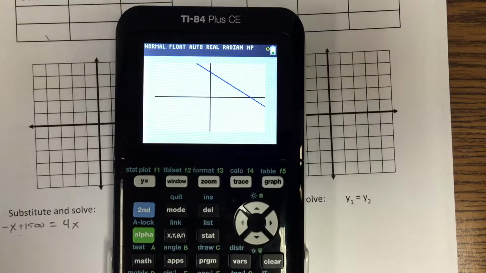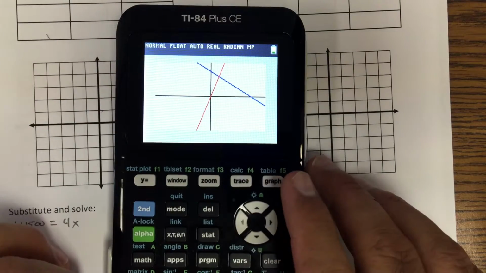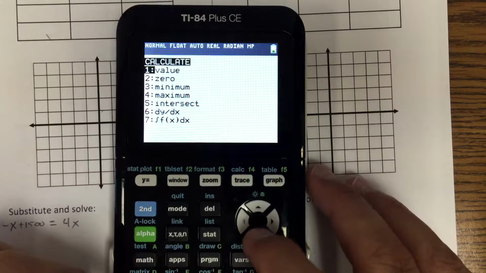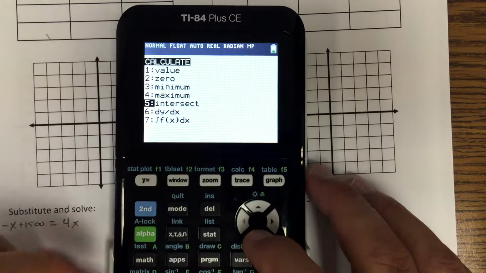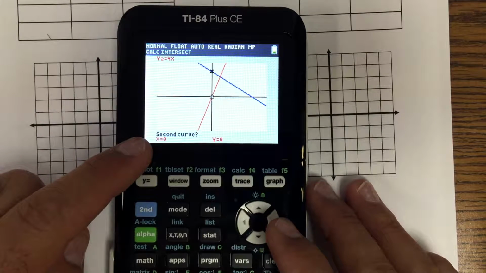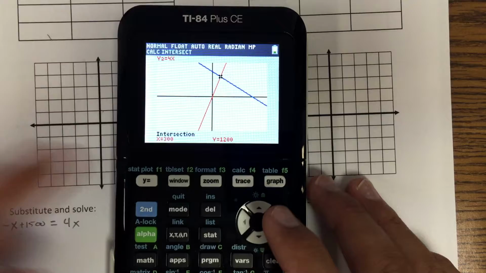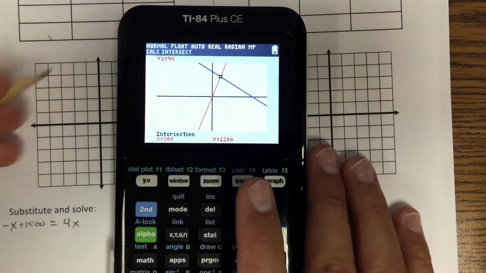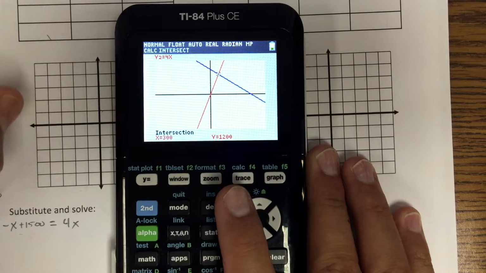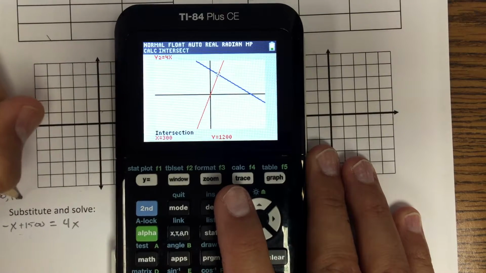There's my first line. Oh, there it is. Awesome. Second calc, intersect. First curve, yes. Second curve, yes. Guess, no. So the intersection is at 300. So we know graphically the intersection, we know the answer is going to be 300, comma, 1200.